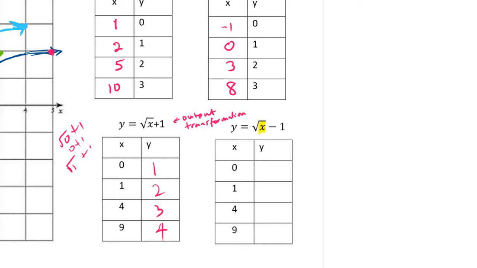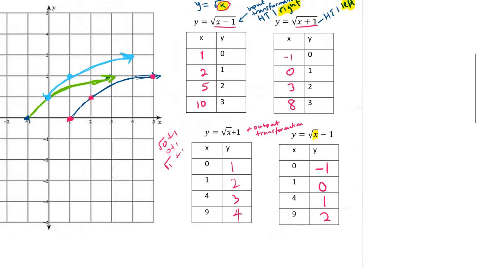Okay. So when x is 0, you're going to have square root of 0 minus 1 is negative 1. 1 minus 1 is 0. 2 minus 1 is 1. 3 minus 1 is 2.